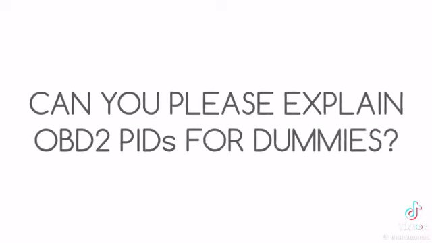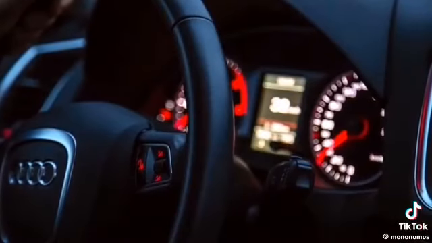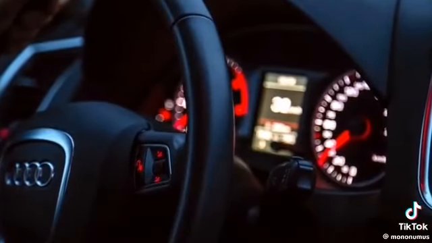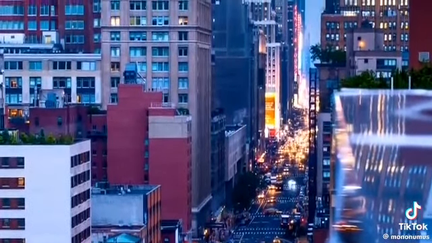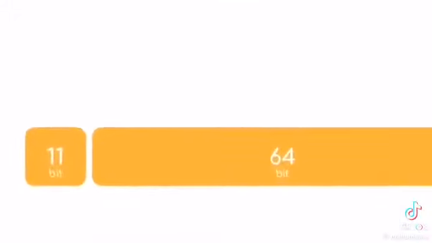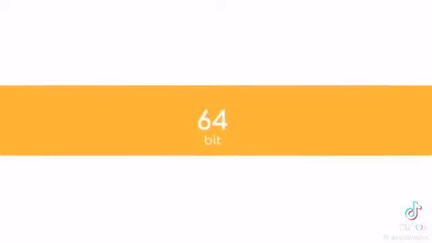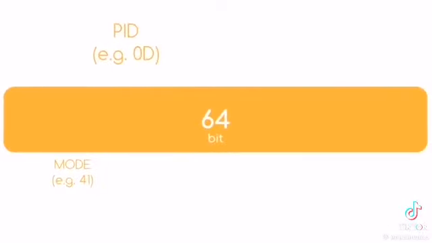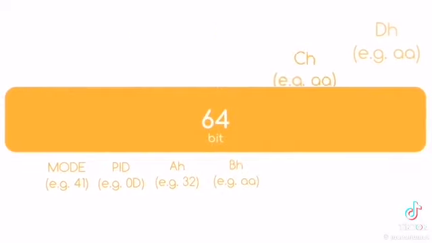Can you please explain OBD2 PIDs for dummies? If you want to get started with recording data from your car's OBD2 system, it's helpful to understand the basics of the message structure. Don't worry, this will be kept high level. In simplified terms, an OBD2 message is comprised of an identifier and data. Further, the data is split in mode, PID and data bytes, A, B, C, D.